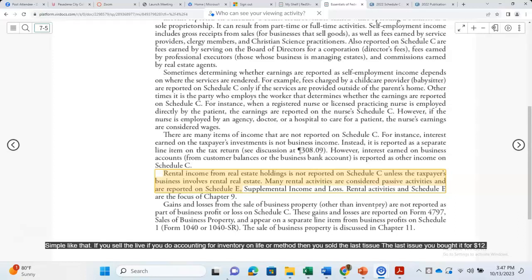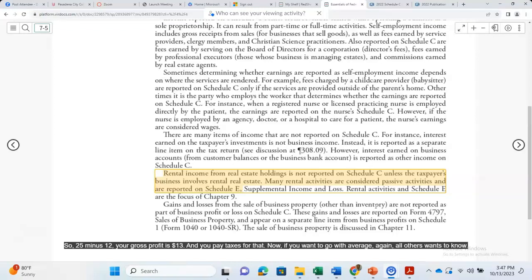If you do accounting for inventory on the LIFO method, then you sold the last t-shirt. The last t-shirt, you bought it for $12 and you sold it for $25. The sales price is always $25. It's kind of the same thing all the time. So 25 minus 12, your gross profit is $13 and you pay taxes for that.